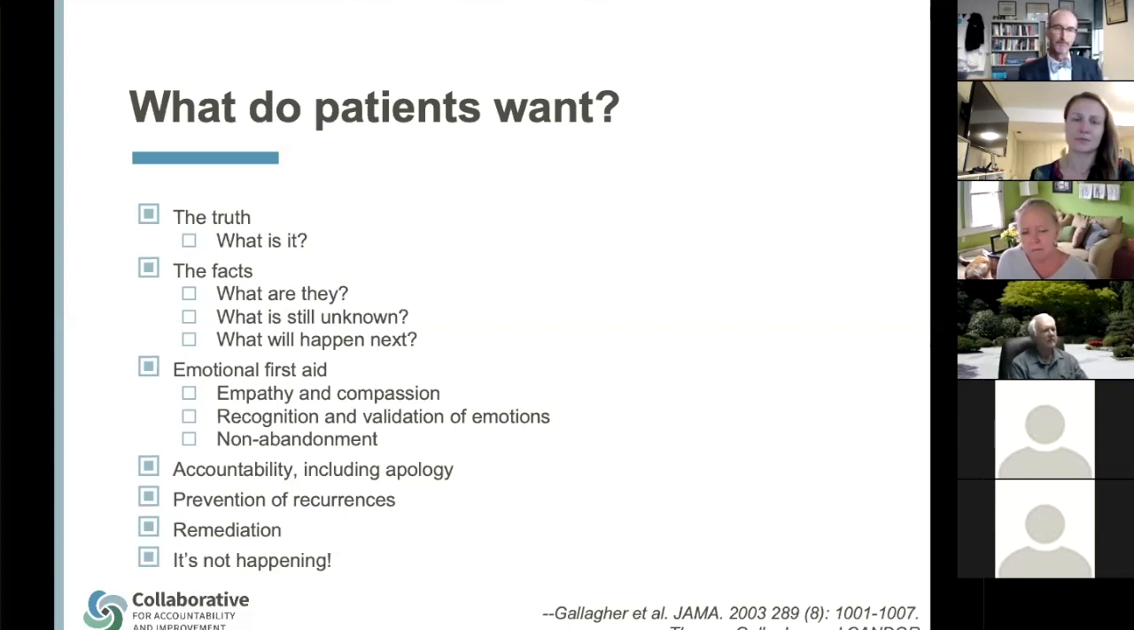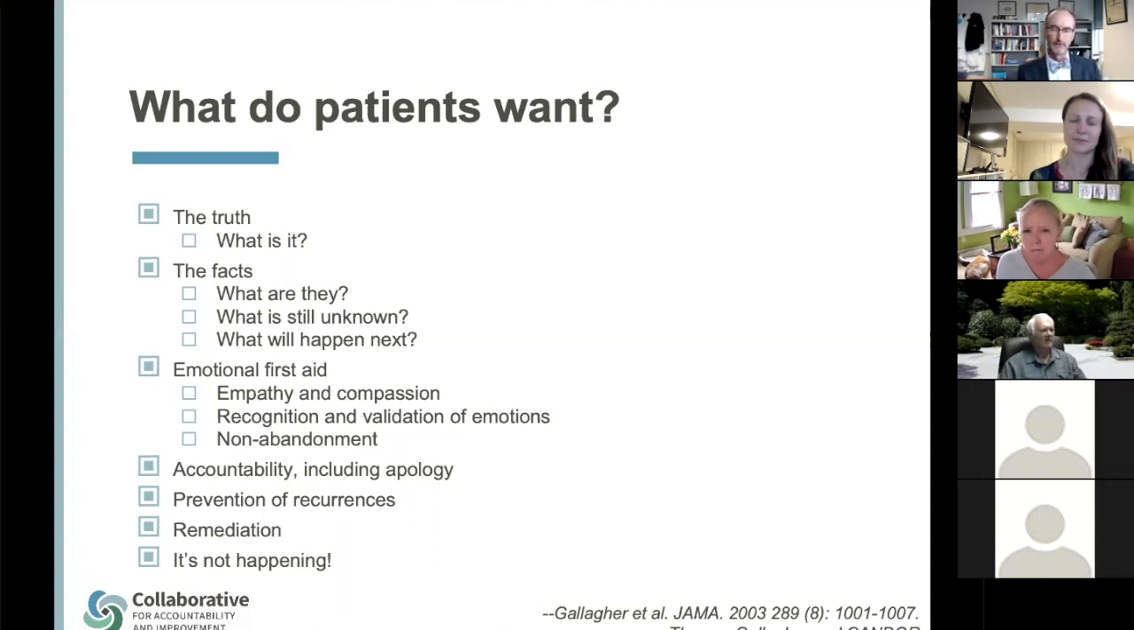Patients need what here is referred to as emotional first aid. They certainly need empathy and compassion, recognition and validation of their emotions. And many patients and families are really afraid of being abandoned after a harmful event, and that fear needs to be addressed as well.